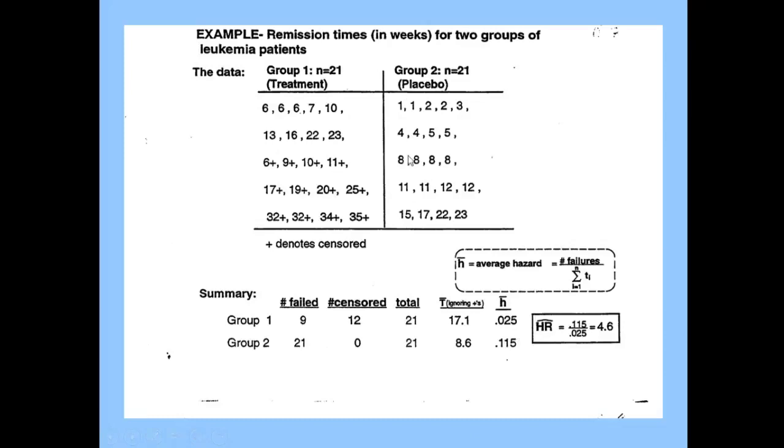And 21 over the sum of these turns out to be 1.115. So the rate for group 1 is 0.025, and the rate for group 2 is 0.115. That's what the rates are. The rate is the number of events, or the count, the number of times the event occurred during the time of the study over the person time, separately for each group.